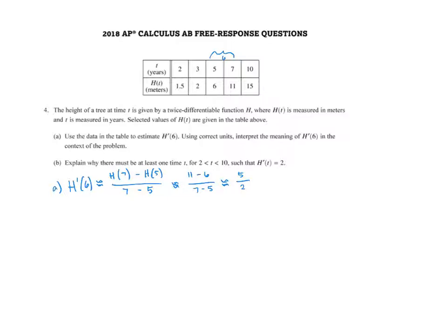And it says, using correct units, interpret the meaning of h prime of 6 in the context of the problem. So I've already said that h prime of 6 is 5 halves. But what does that mean? Well, since it's the rate of change, in the numerator I have meters, and in the denominator I have the time, years, so it's meters over years. So meters per year. So that would tell us how fast the tree is growing in meters per year at exactly 6 years. So let's write this out so it makes sense.